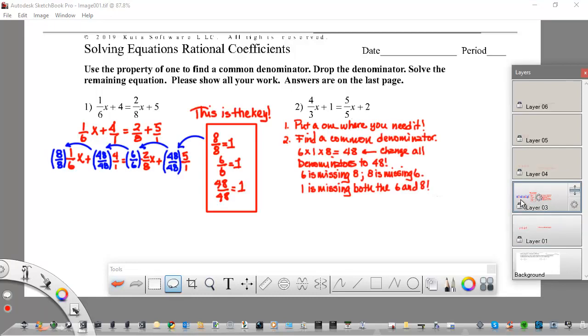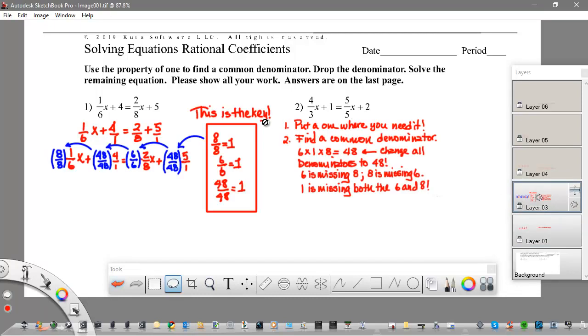Now the next thing you have to do, and this is the most important step. One thing we talked about is multiplication by 1. If I have 8 over 8, remember that's a 1. 6 over 6 is a 1, and 48 over 48 is also 1. So with these numbers, we have to find a common denominator. I have a 6, a 1, an 8, and another 1. If we multiply all these denominators together, 6 times 1 times 8 equals 48. So I have to change all my denominators to 48.